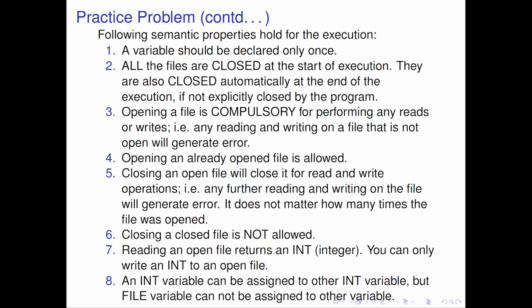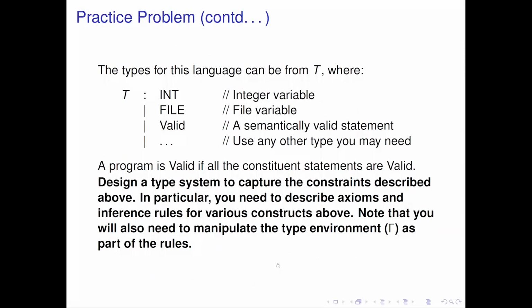Okay, so these are the type rules. You have to add a type system, so you have to add types. You can have an int type, a file type, and then you also need types like valid, error, and any other type that you think you might need. What we want to say is a program is valid if all the statements in this program are valid. And we want to design a type system to capture the constraints described in the previous slide.